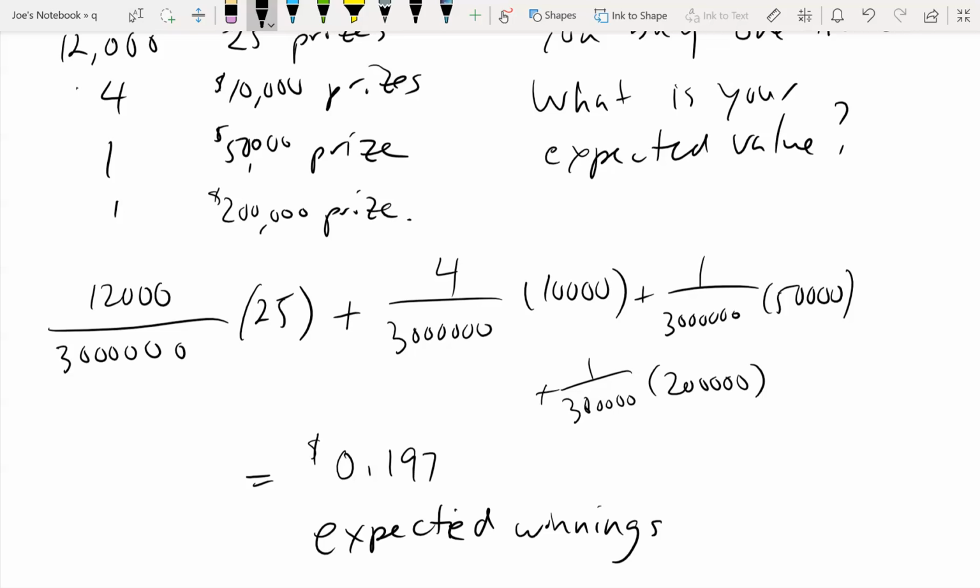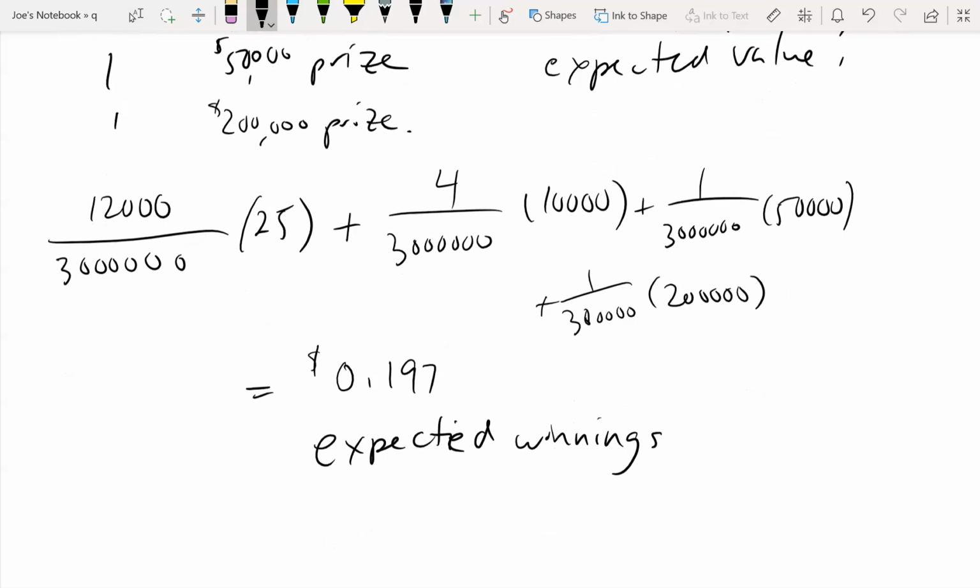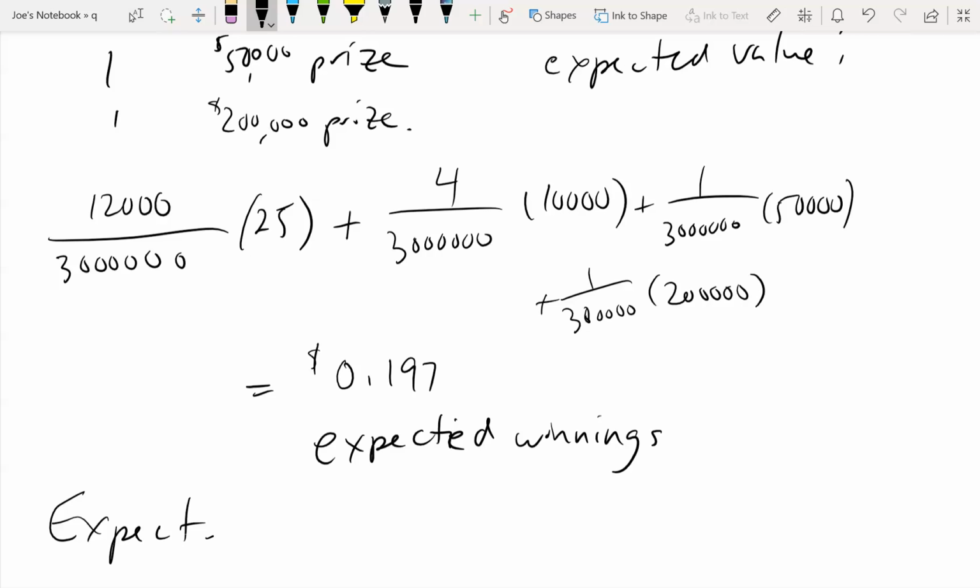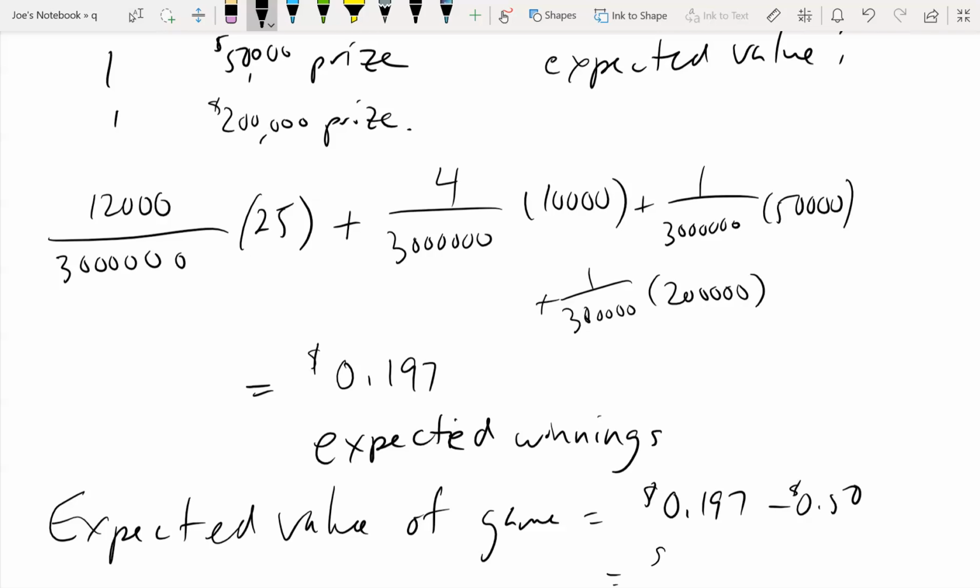All right, so this is the expected amount that you would win. But is this your expected value? No, because what do you have to pay to win this princely sum of 20 cents? 50 cents, right? So your expected value of the game would be the 0.197 minus the 50 cents, which would be about 30 cents negative. So on average, you lose 30 cents for every ticket you buy.